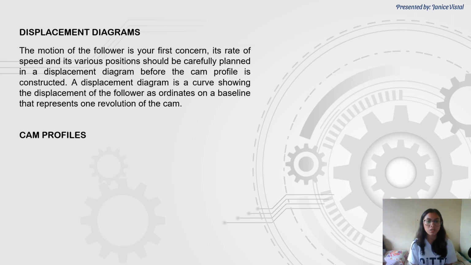Displacement diagrams. The motion of the follower is our first concern. Its rate of speed and its various positions should be carefully planned in the displacement diagram before the cam profile is constructed. A displacement diagram is a curve showing the displacement of the follower's ordinates on a baseline that represents one revolution of the cam. You can use any convenient line to represent the 360 degrees of the cam rotation.